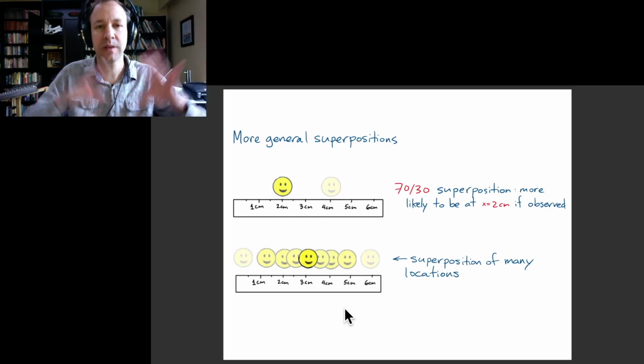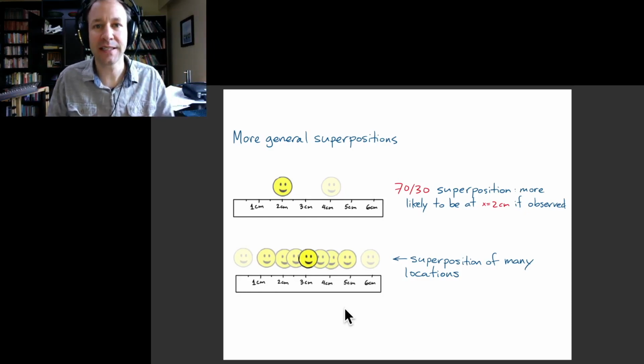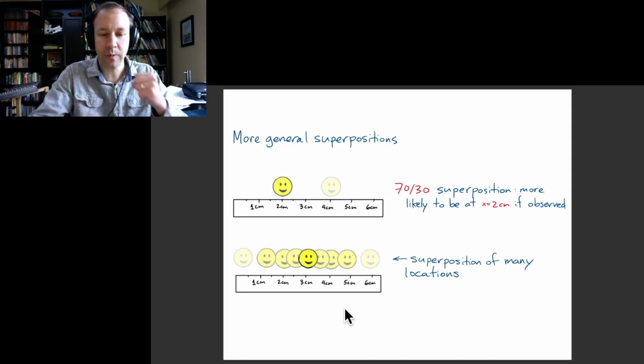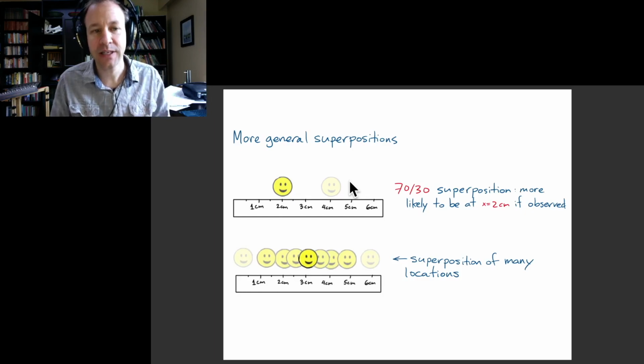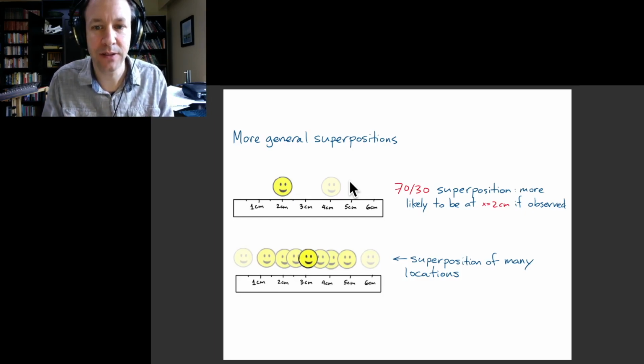Just to give you a little bit more understanding of this idea of superpositions, I want to give you a couple more examples of allowed configurations of a single happy face. In the previous superposition, we had an equal superposition of those two states. In the top picture here, I've illustrated an unequal superposition of these two states.